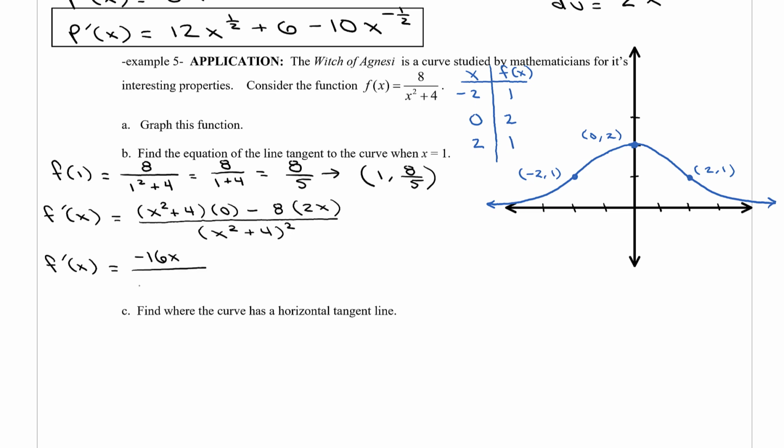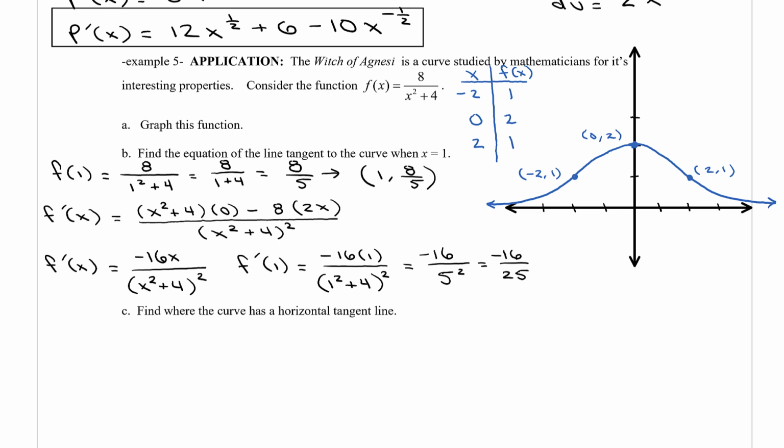So f prime of x is going to be equal to -16x over (x squared plus 4) quantity squared. So if I want to find f prime of 1, which is going to provide me the slope of the tangent line at x equal to 1, this is going to be equal to -16 times 1 over (1 squared plus 4) quantity squared, which is equal to -16 over 5 squared, which will be equal to -16 over 25.